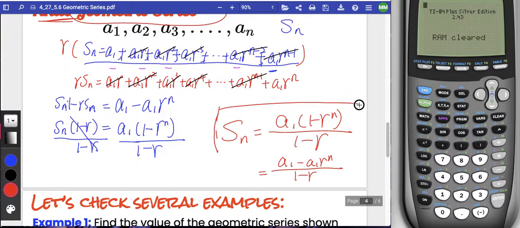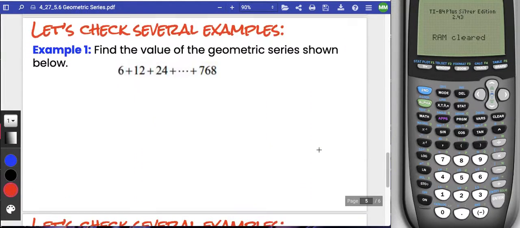So in this video, we are going to work on two examples together to figure out how to use this formula. As you can see, our calculator is on the side, so in different cases, we are going to use the calculator to help us find the answer. Now, let's check the first one.